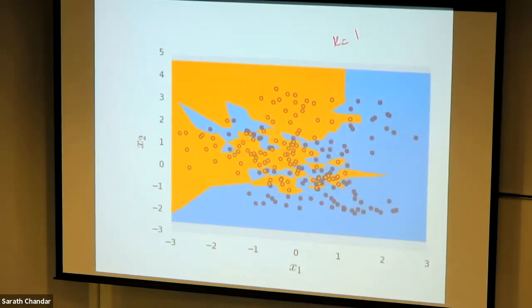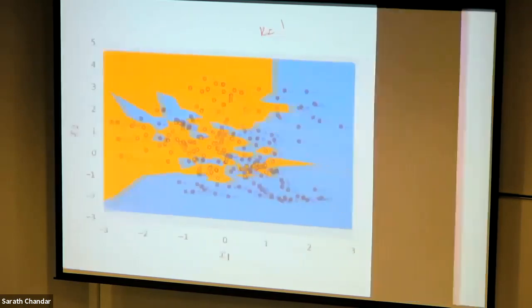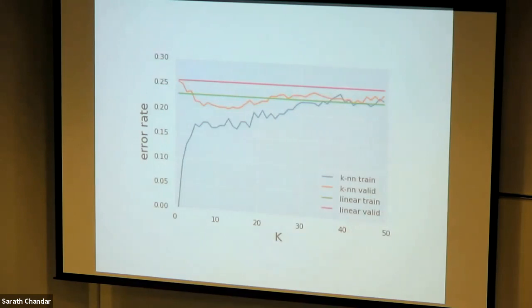So now let's try different values of K and see how the validation performance looks. Here is what it looks like. We need to spend some time understanding what is happening here. The straight lines that you're seeing are the performance of the linear model. This is the linear train error and this is the linear validation error.